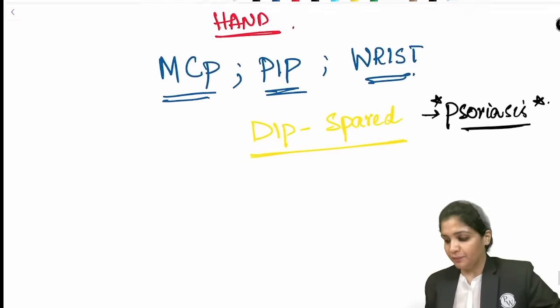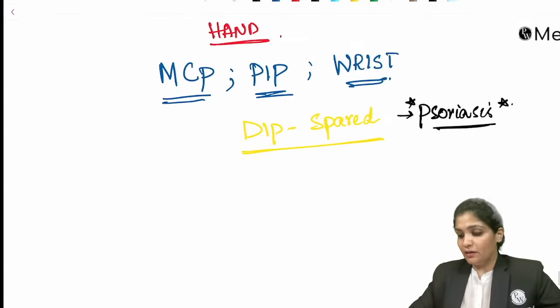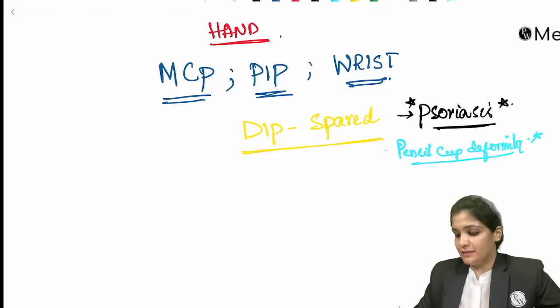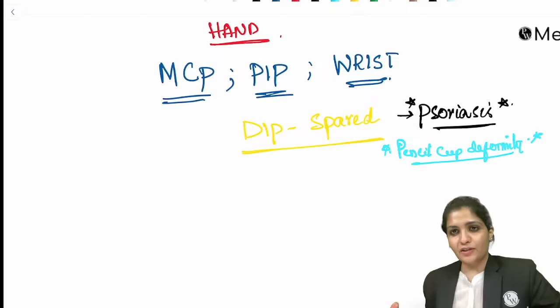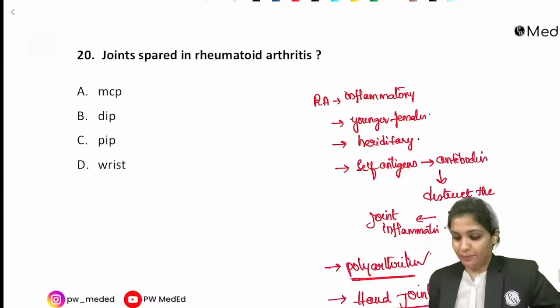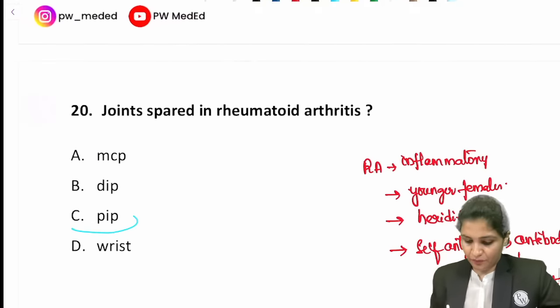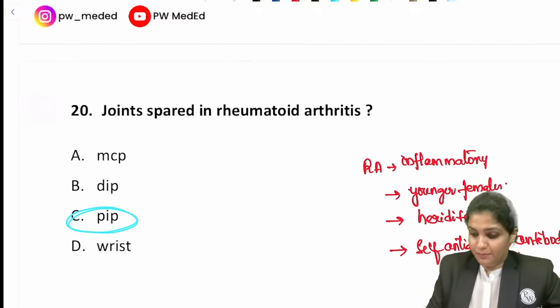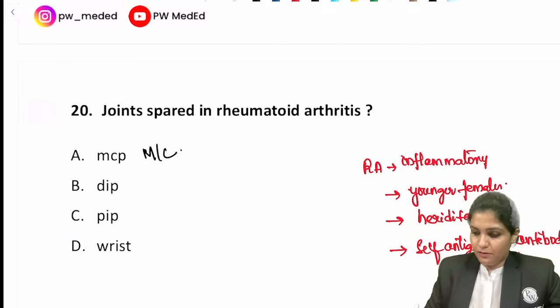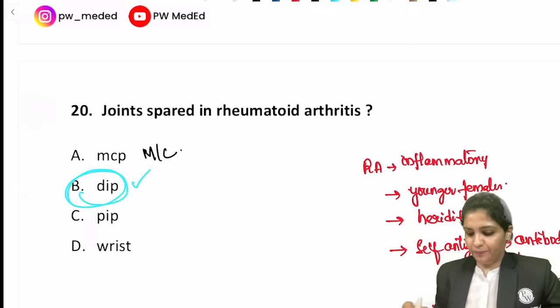It is DIP. So what is the deformity, radiologically? You will see pencil-in-cup deformity on the x-rays. And DIPs are involved in case of psoriasis. In case of rheumatoid arthritis, DIP is spared. Most common is MCP. So the answer would be DIP, right?